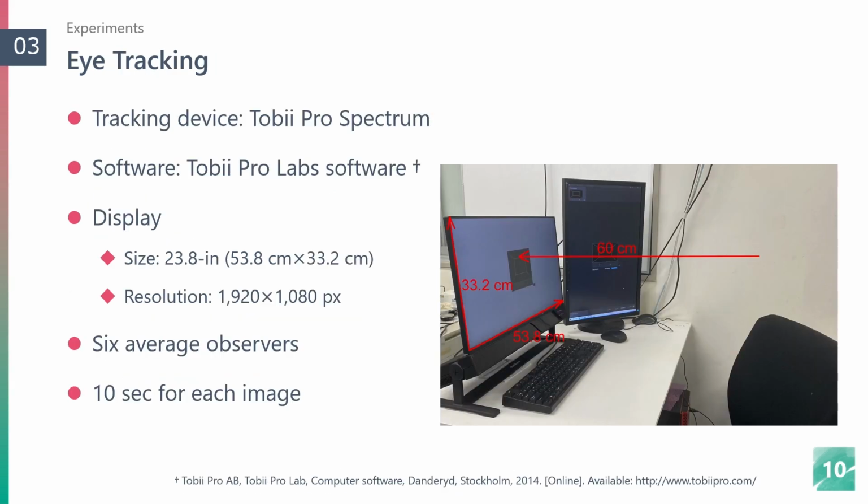For eye tracking, we used the Tobii Pro Spectrum eye tracking device with the Tobii Pro Lab software to monitor the eye movements of 6 students majoring in computer science. The images were presented for 10 seconds each on a full screen at a distance of 60 cm from the observers without any specific task.